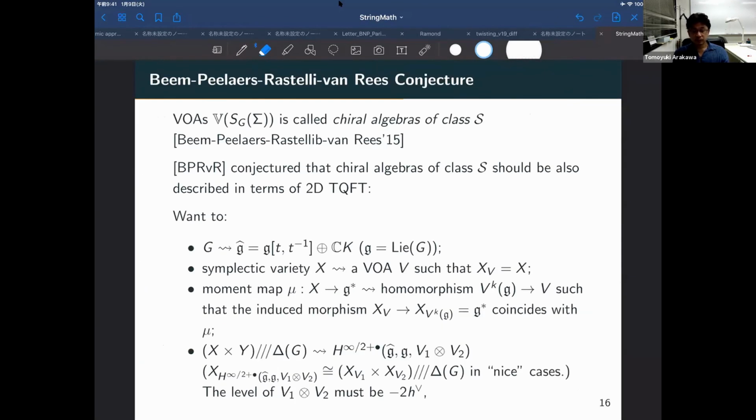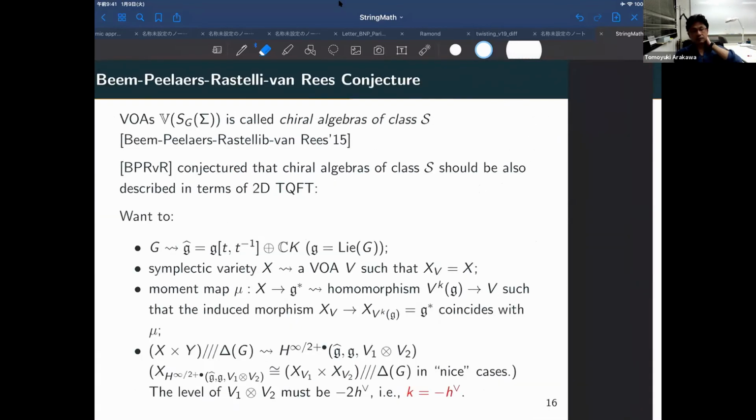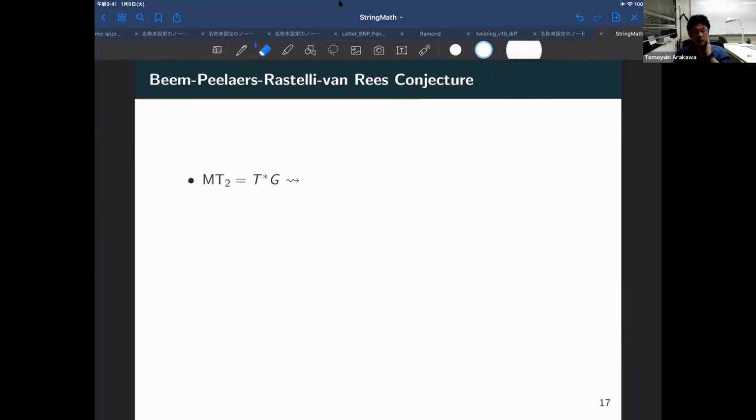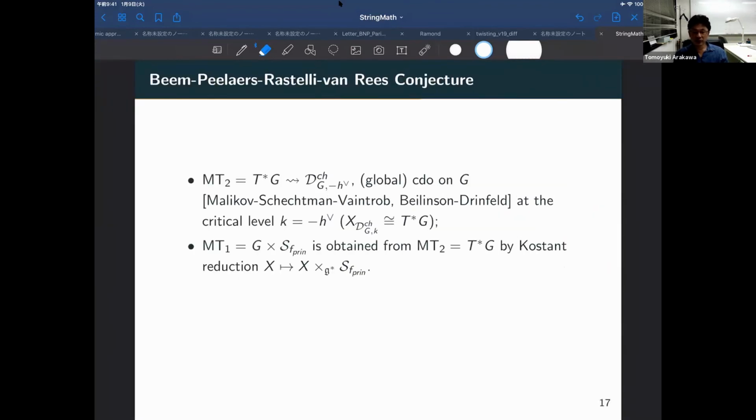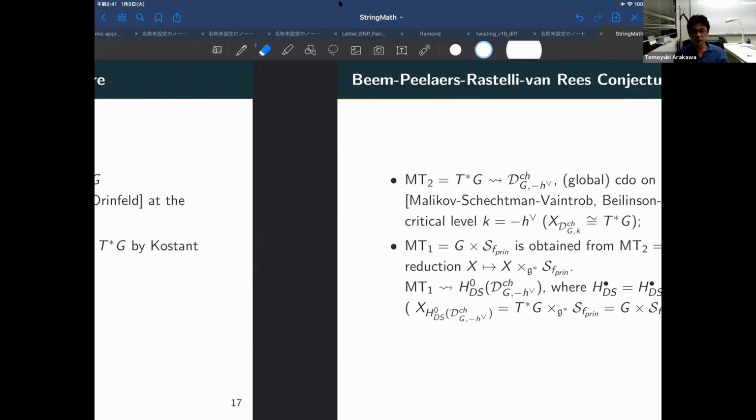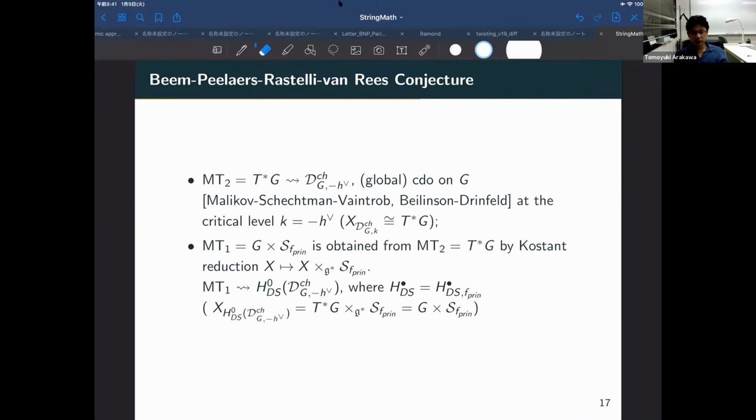And there's one constraint: to make sense of this relative semi-infinite cohomology, the level of V1 tensor V2 must be 2 times minus h dual. So each level has to be critical. So you have to work at the critical level. And so MT2 is replaced by the CDO on G, which has a symplectic associated variety isomorphic to the cotangent bundle of G. And MT1 is replaced by a Drinfeld-Sokolov reduction of the CDO.